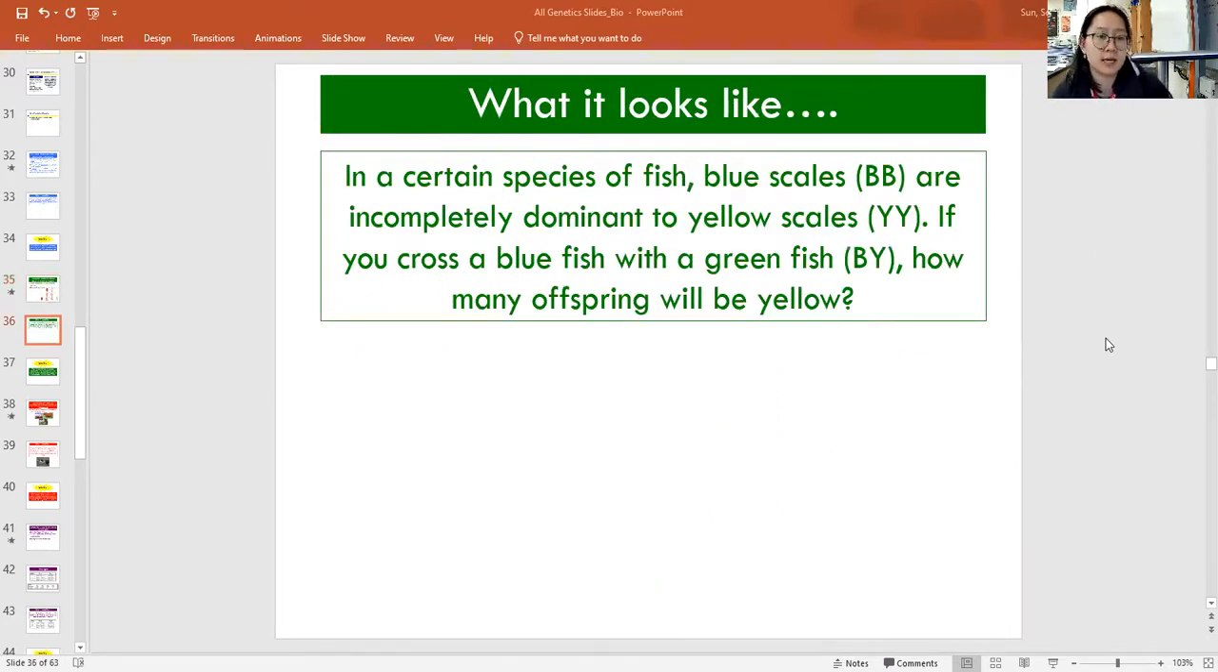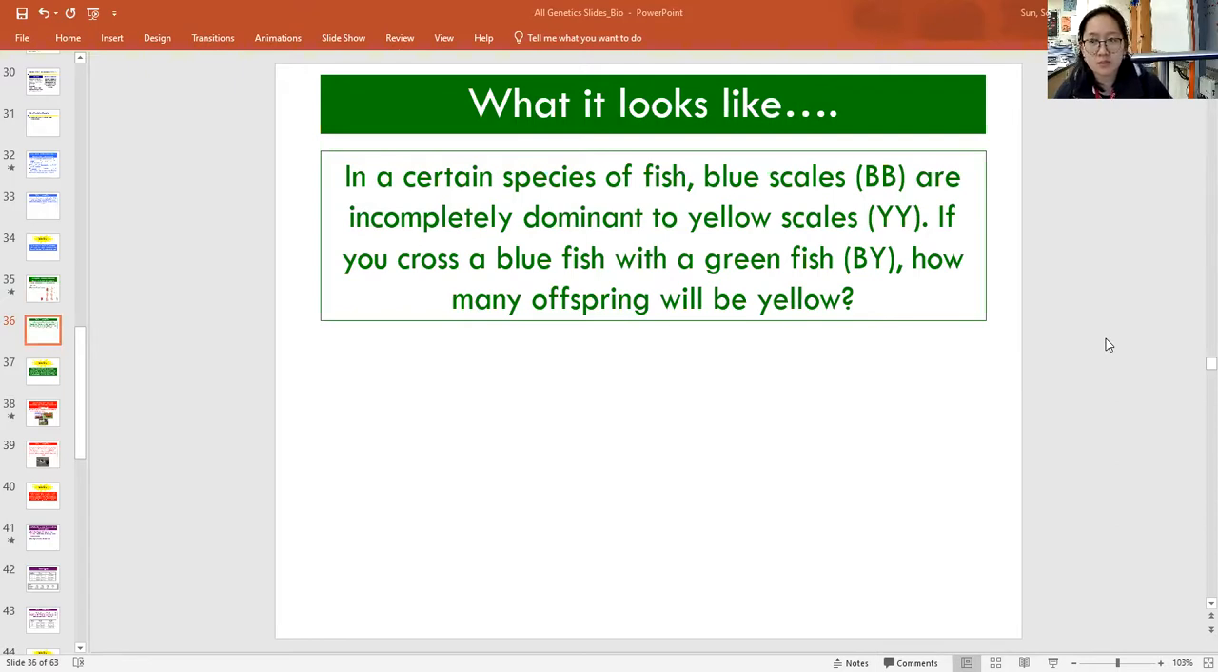So let's do one together. In a certain species of fish, blue scales, capital B, are incompletely dominant to yellow scales, capital Y. Notice they're both capital because they're not recessive to each other anymore, but they're also not dominant over each other. So if you cross a blue fish with a yellow fish, the offspring would be BY, because it's that blended color in between, for incomplete dominance. How many offspring will be yellow?